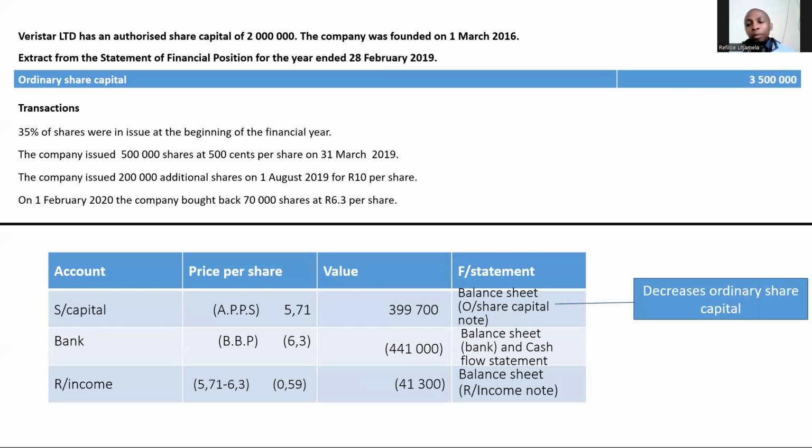It will come immediately after your net profit after tax. So we normally have a balance at the beginning of the year, net profit after tax, and then you'll have loss or profit due to buyback. If it's profit, you don't put it in brackets. If it's a loss, you will have to put it in brackets.